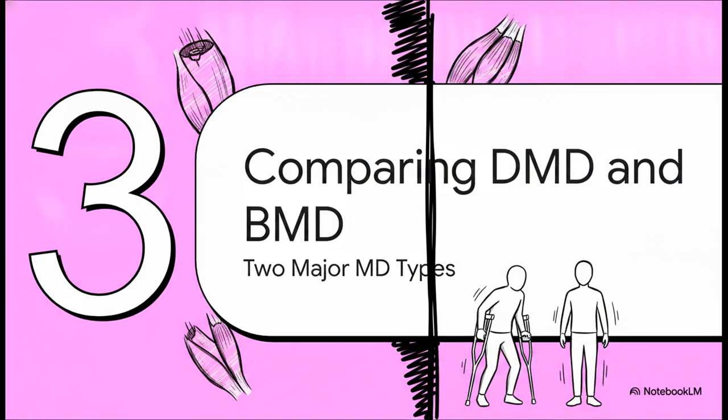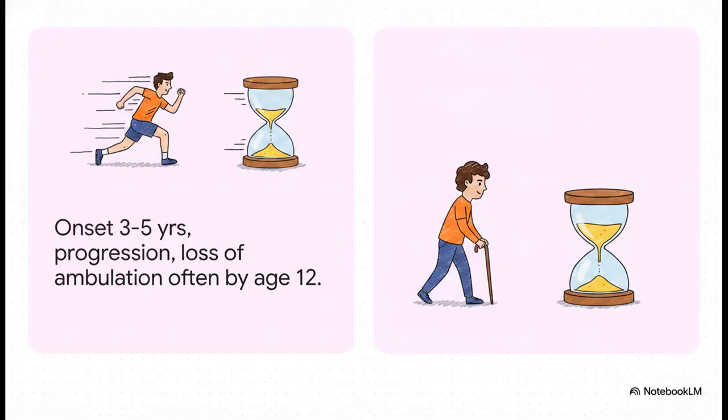Let's draw a line down the middle of our whiteboard and directly compare the two major types of MD we're looking at today, Duchenne and Becker. There is a really stark clinical contrast between these two. Duchenne, or DMD, is the most common, and it has a much earlier onset. We're talking around 3 to 5 years old. It's aggressive and rapid, usually stripping a child of their ability to walk by the time they're 12.